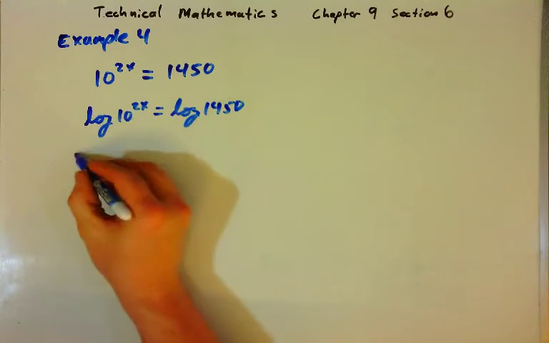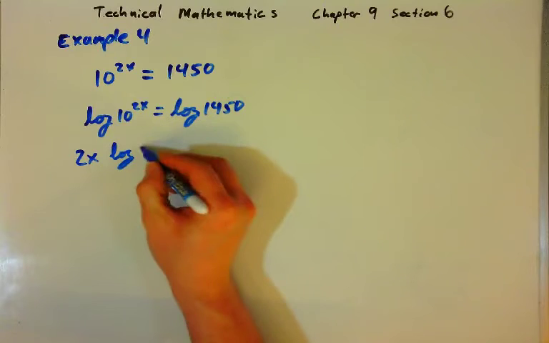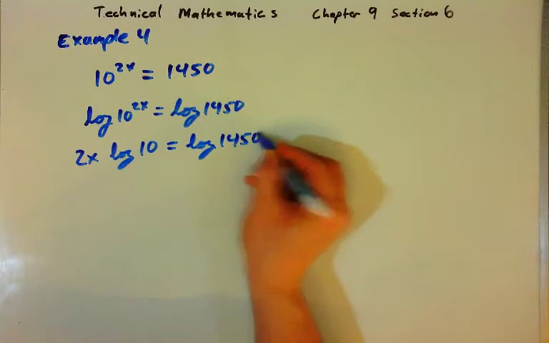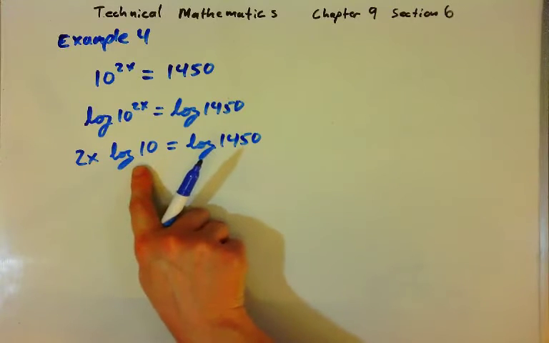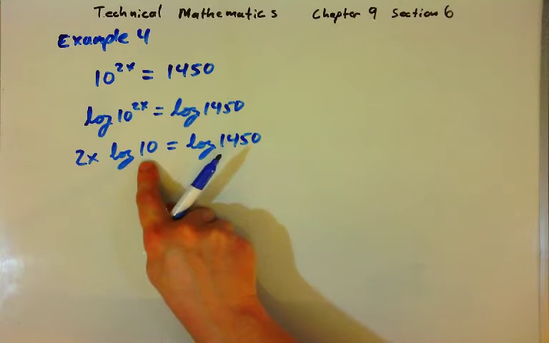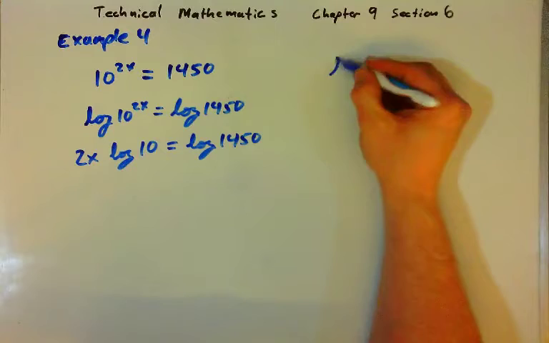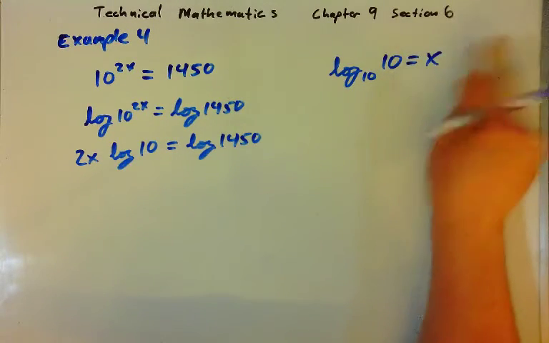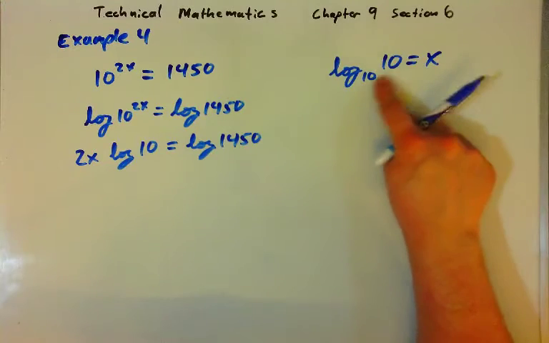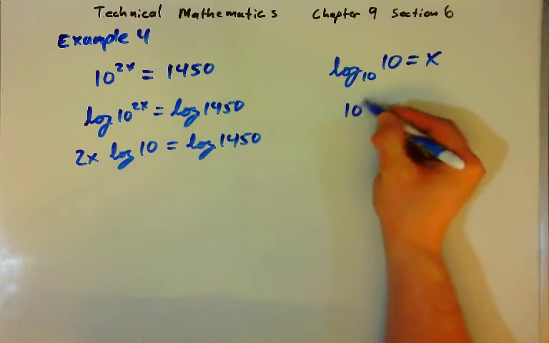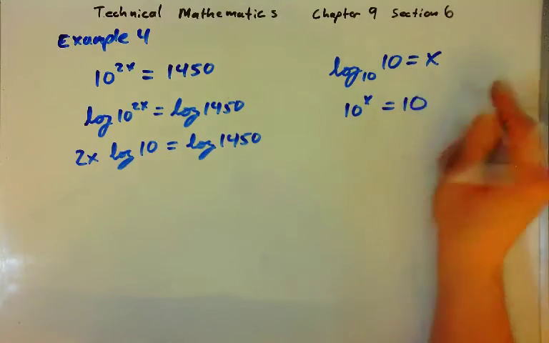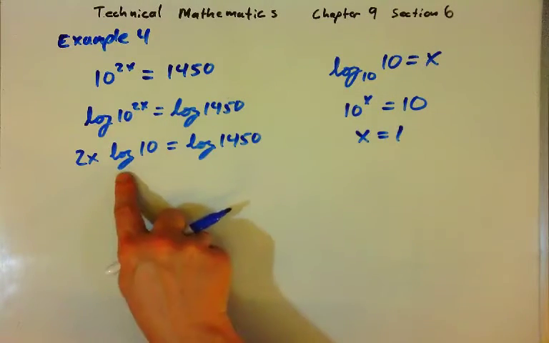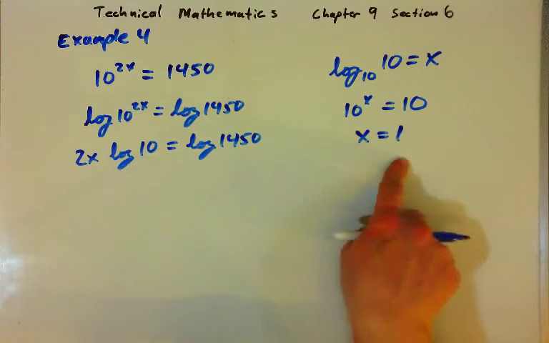Now the exponent comes out as a multiplier. This would be 2x times common log 10 is equal to common log 1450. Now the main reason that I chose the common logarithm here is because log base 10 of 10, which is the common logarithm, equals some number. I can rewrite this as an exponential. This means 10 to the x power is equal to 10. And what is x? That has to be 1. X is 1. And so the common log of 10 is 1.